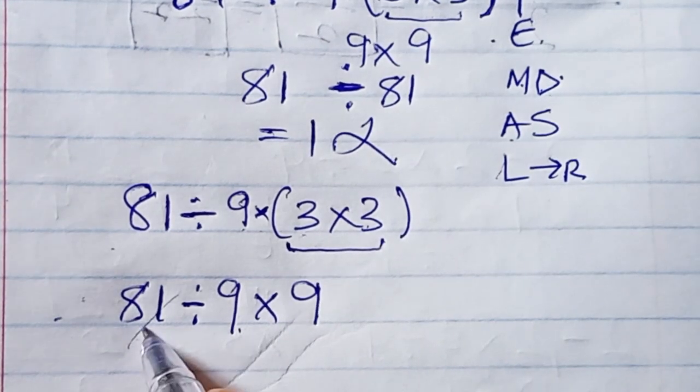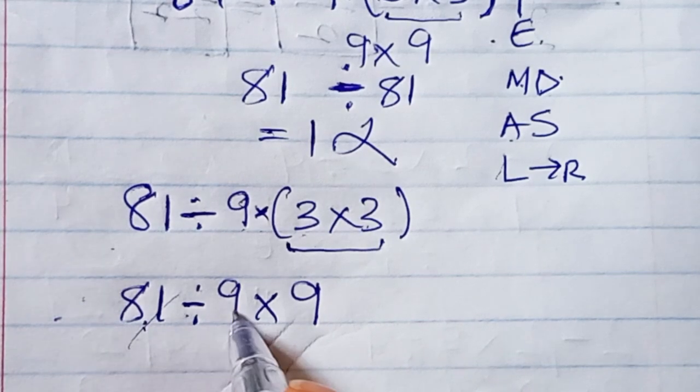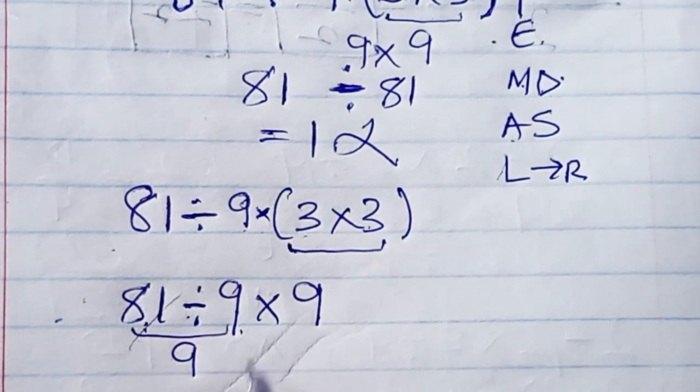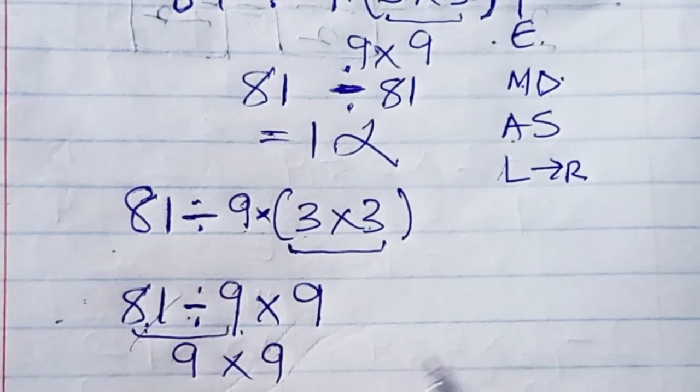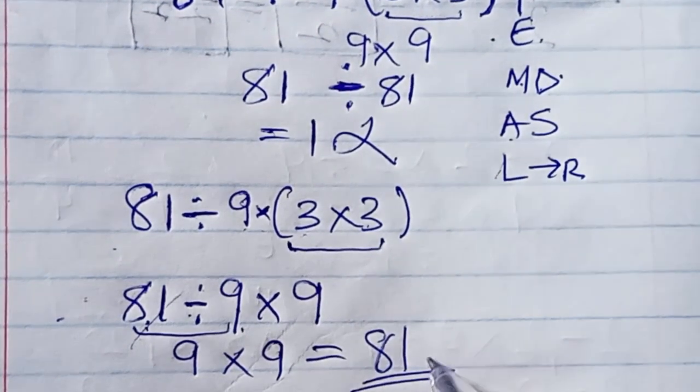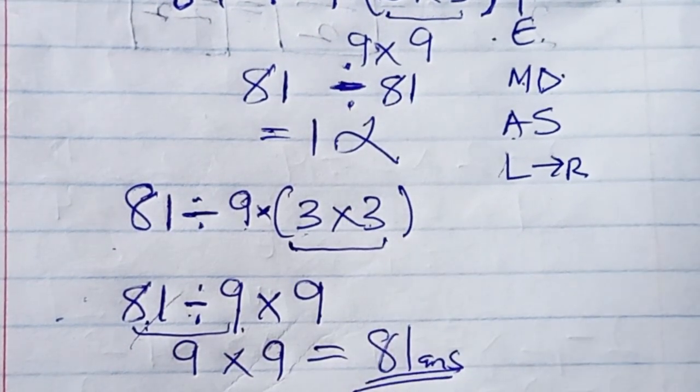So now, 81 divided by 9. 81 divided by 9 is going to give us 9. 9 times 9 is equal to what? 81. So this is our final answer.